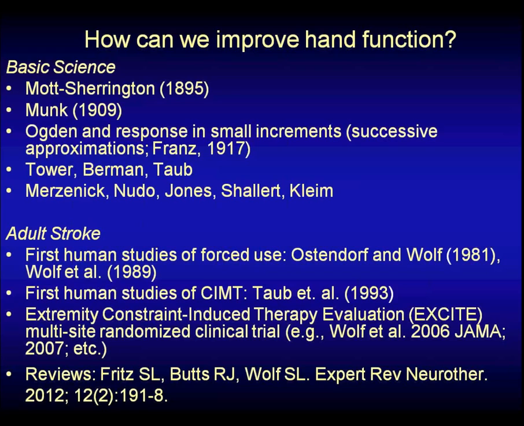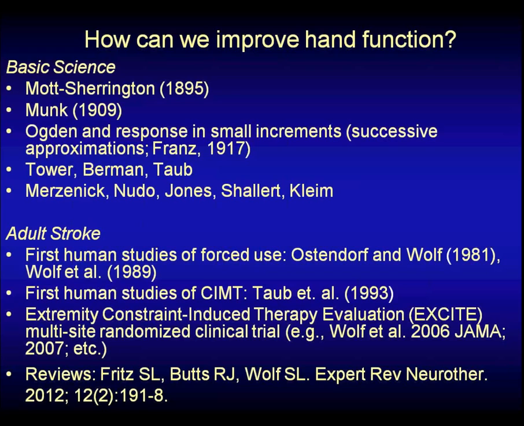with stroke, hemiplegia, by Steve Wolf and his colleagues more than 30 years ago, using a forced use model, basically where you restrain the less affected upper extremity of an adult with stroke and send them home, and the idea is that they would engage in their typical activities and basically get practice that way.